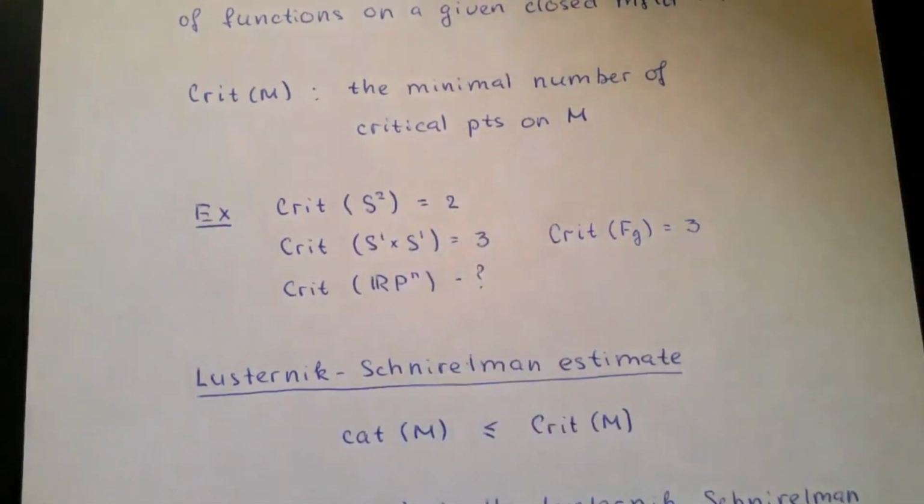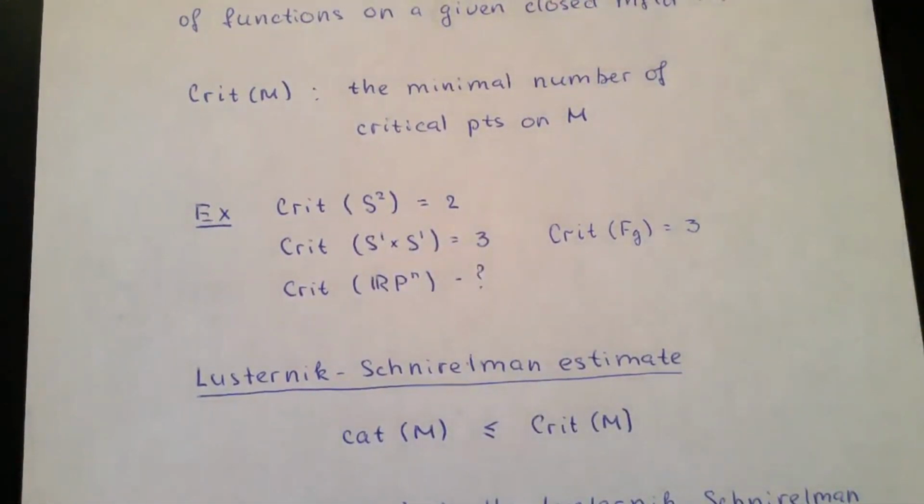For example, we can embed the sphere S2 into the three-dimensional Euclidean space and consider the height function. The height function in this case has only 2 critical points, namely the minimum and the maximum. There is no function with only 1 critical point on the sphere S2.